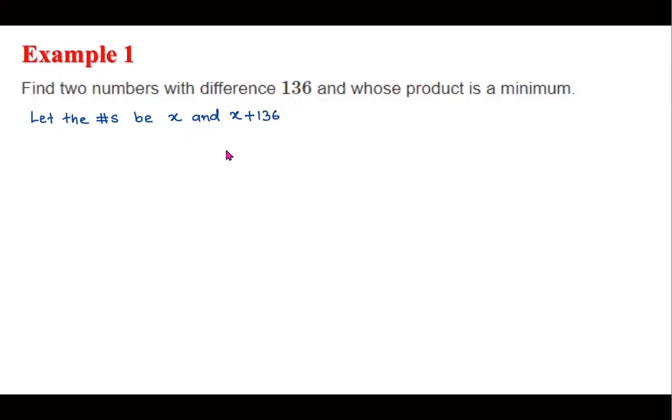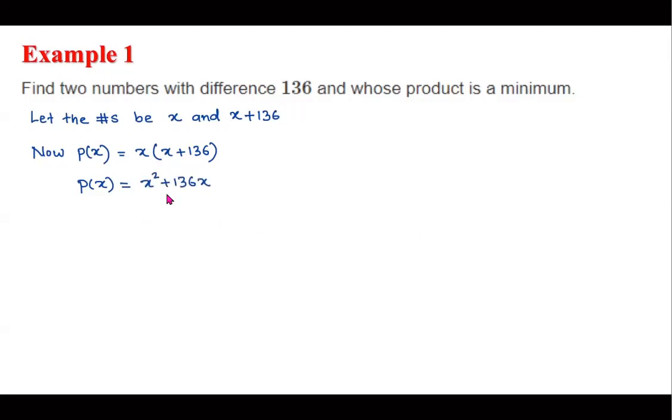Now we need to find the values of x and x plus 136 so that their product is minimum. So we need to find the product now. Let's say the product of these two numbers is denoted by P(x), which is equal to x times (x plus 136), or when you simplify, P(x) equals x squared plus 136x.